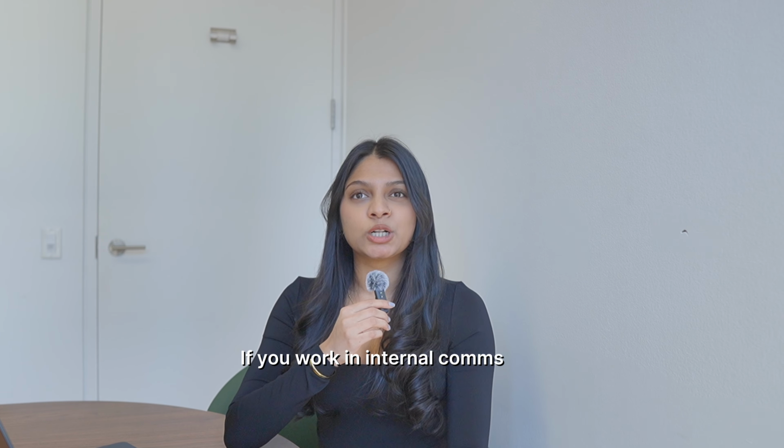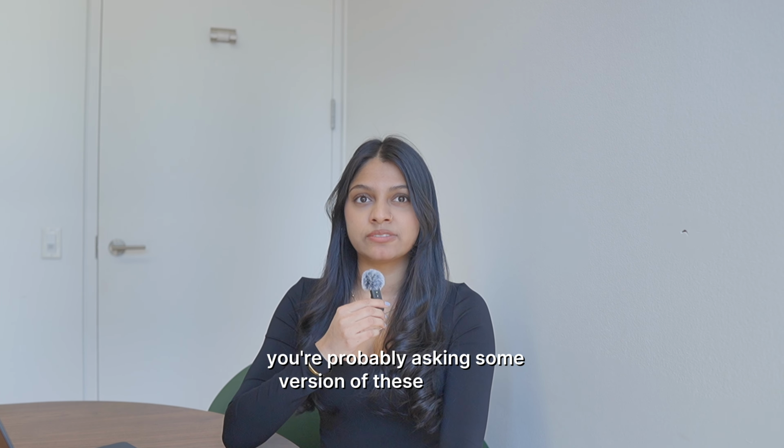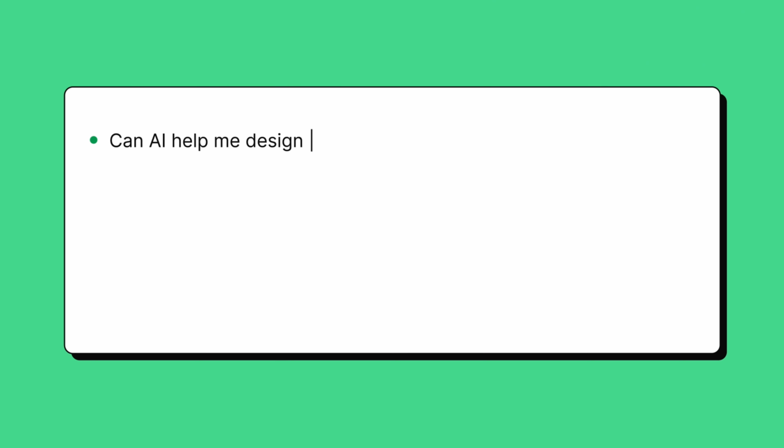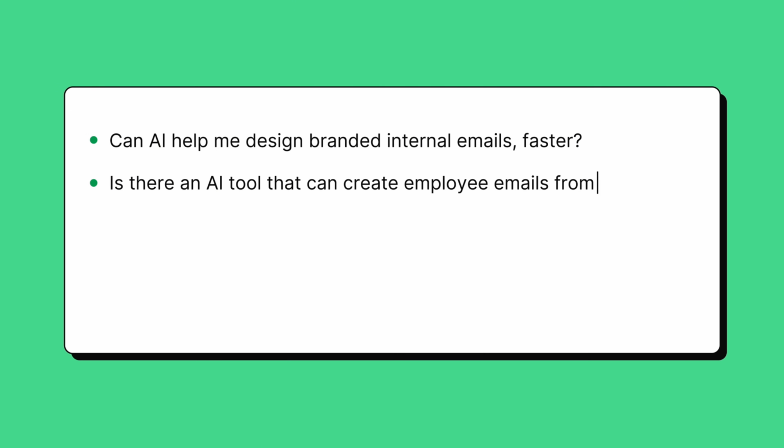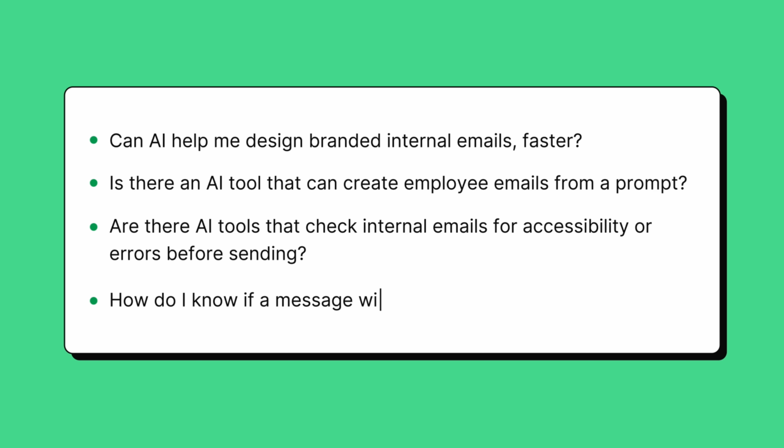If you work in internal comms right now, you're probably asking some version of these questions. Can AI help me design branded internal emails faster? Is there an AI tool that can create employee emails from a prompt? Are there AI tools that check internal emails for accessibility or errors before sending? And lastly, how do I know if a message will actually land?